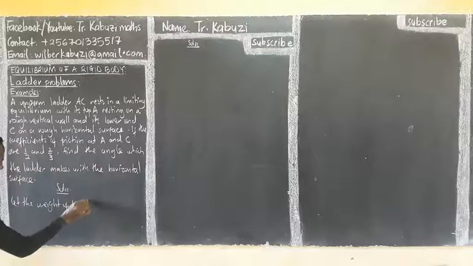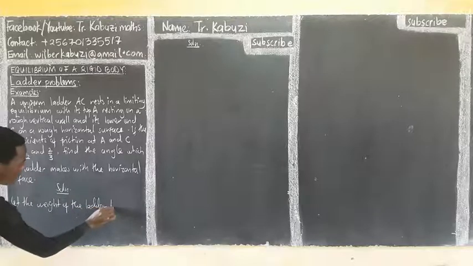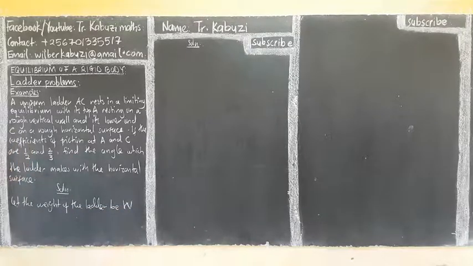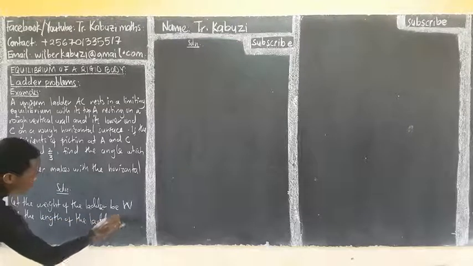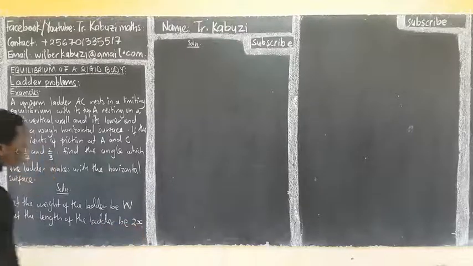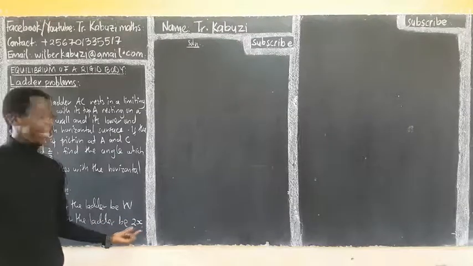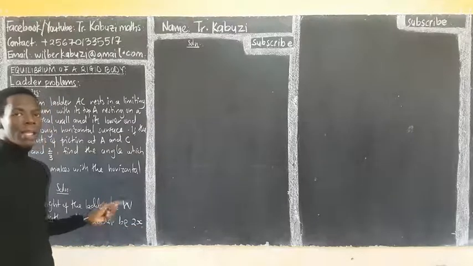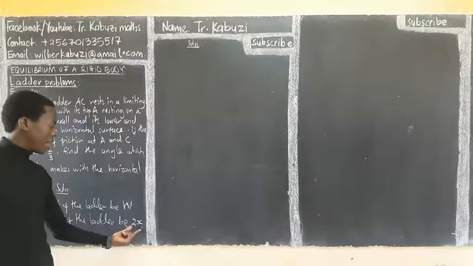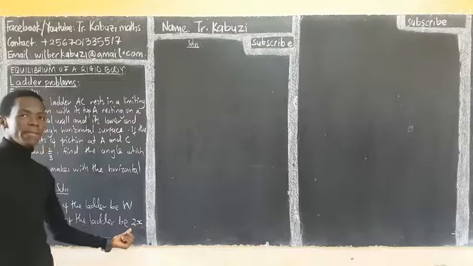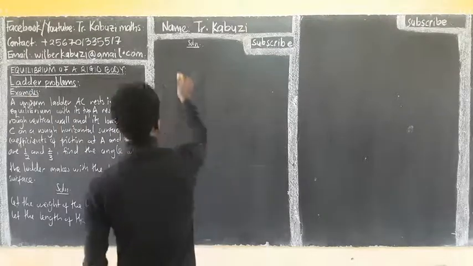of the ladder be W, and let the length of the ladder be 2x. We always want this to be even so that when it's uniform, we can easily divide it. So always this will be an even number. Simply 2x, you can let it be 4x, you can let it be 6x, as long as it's even. So now, there we sketch.